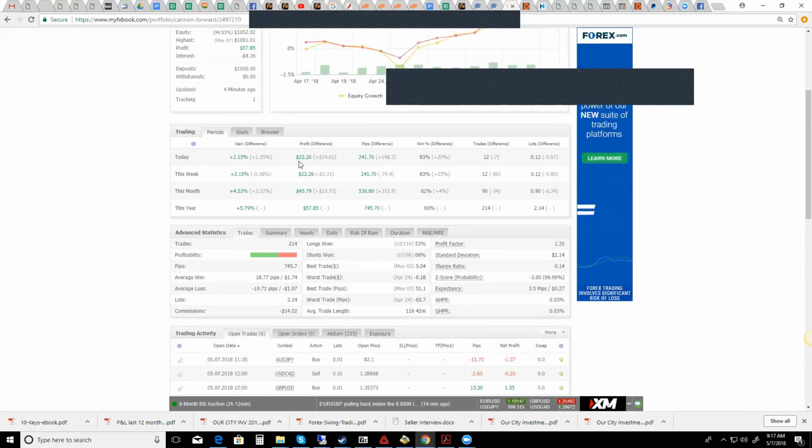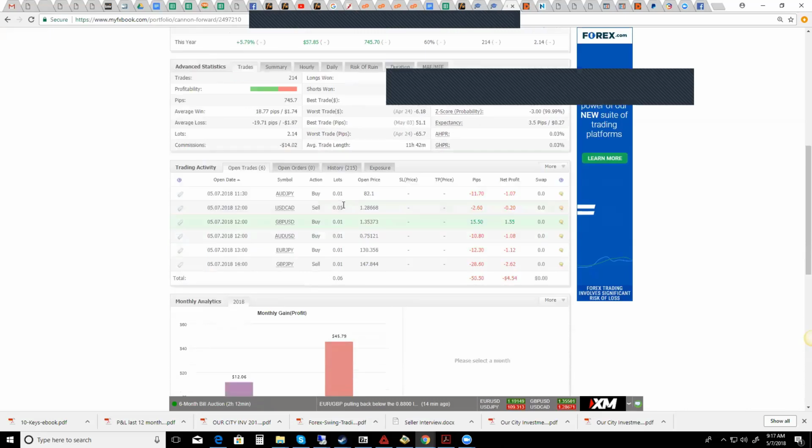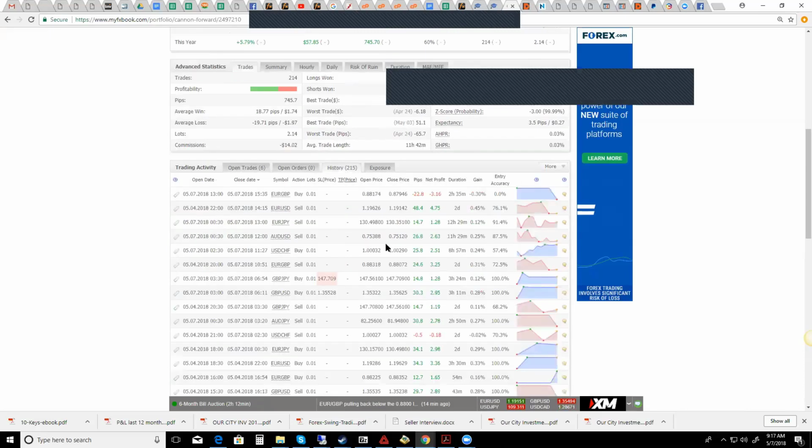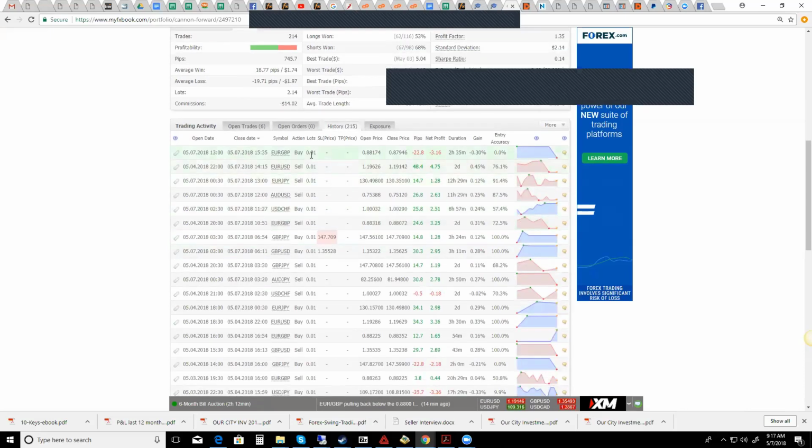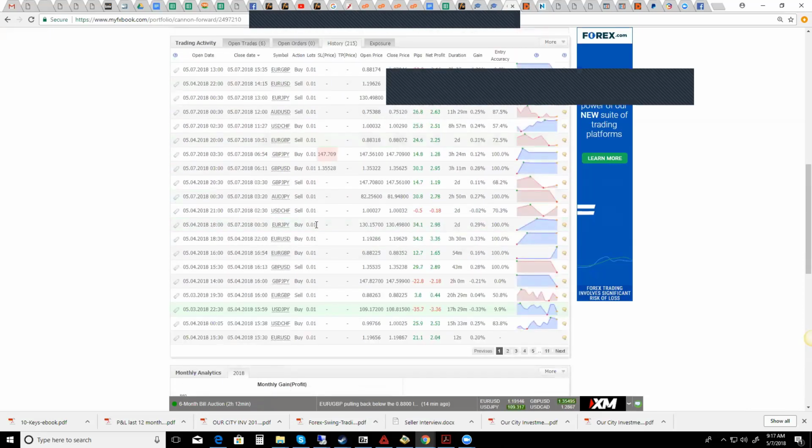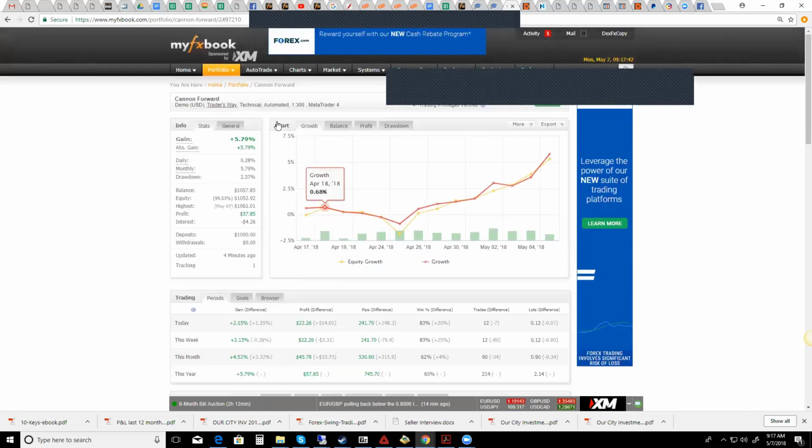Now, why is that so important? I'm not so much worried about the pips, but the production of profit is pretty good, because every single trade is done with a micro lot. That's why. And the performance here is pretty powerful.